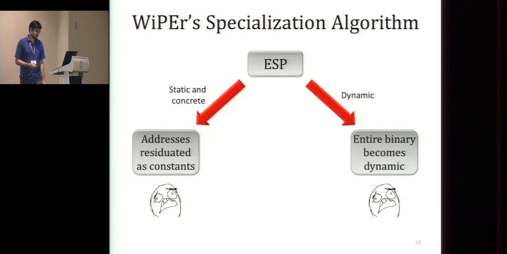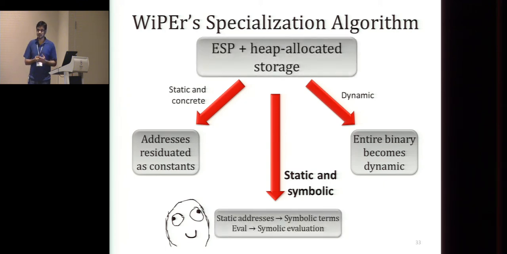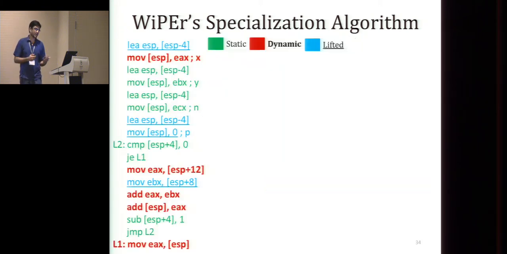So what do? Viper deals with this issue by treating the stack pointer static but symbolic. That is, stack addresses are represented by symbolic terms during specialization, and eval performs symbolic evaluation instead of concrete evaluation. That way, Viper will be able to read and write static values in the store during specialization, but it won't emit concrete stack addresses in the residual binary. And this approach doesn't apply only to the stack, it's applicable to heap allocated storage as well. Now let me illustrate this symbolic approach to specialization on our running example.